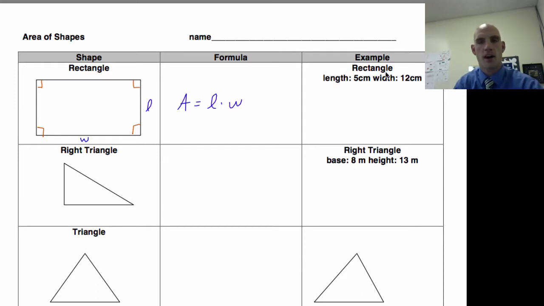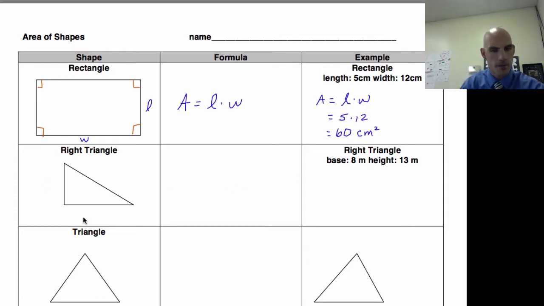In this example, we've got a rectangle with a length of 5 and a width of 12. I like to start with the formula. So length times width. So area equals 5 times 12. Area equals 60. And our units are going to be in centimeters, and that's going to be squared.